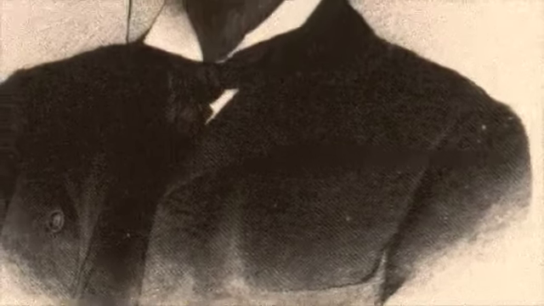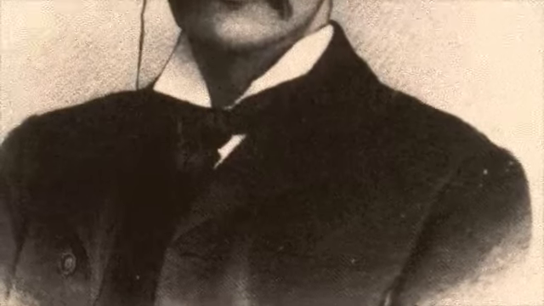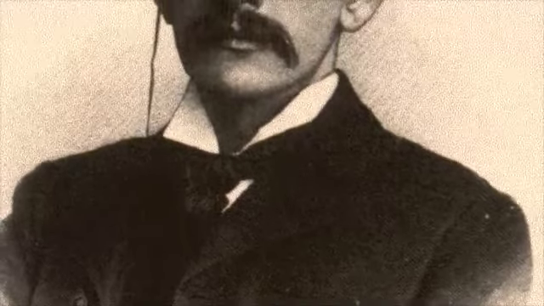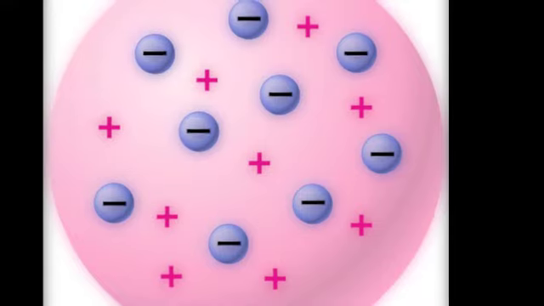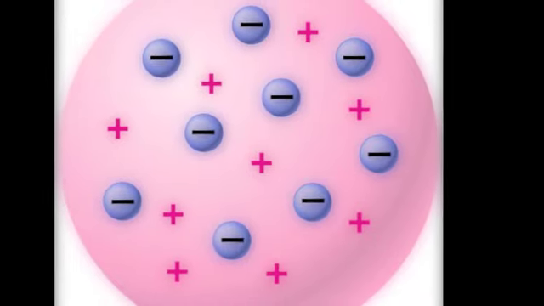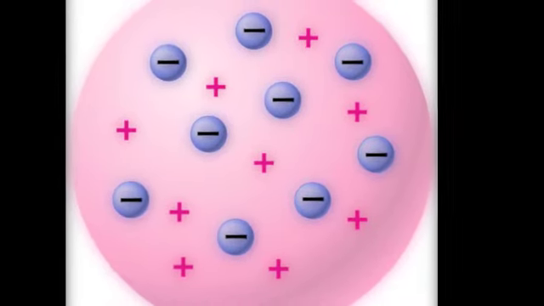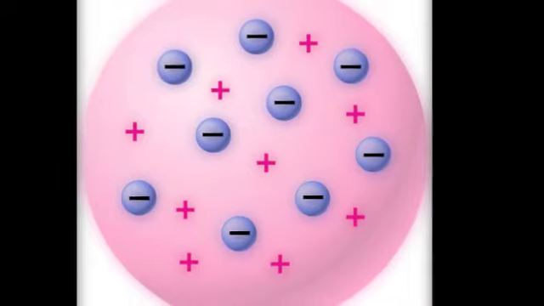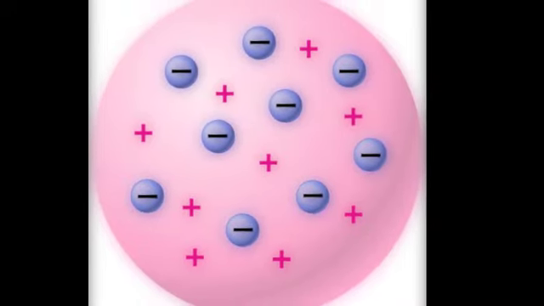In 1897, the English scientist J.J. Thomson provided the first hint that an atom is made of even smaller particles with his plum pudding model. The plum pudding model suggested that atoms were made from positively charged substance with negatively charged electrons scattered about, like raisins in pudding.